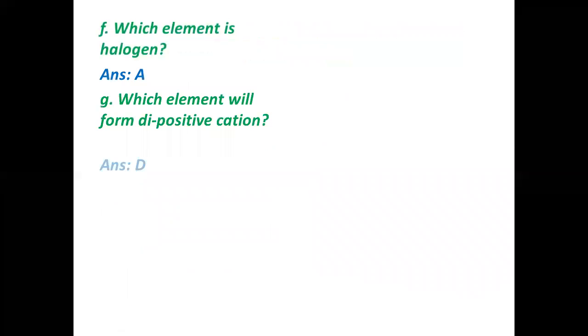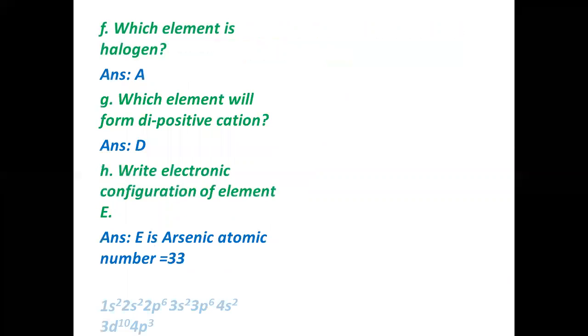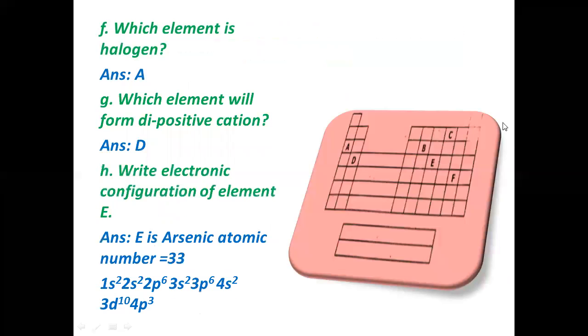Which element is halogen? Group 7A elements are called halogens. So F is present in group number 7, so F is the halogen. This is not A; A is an alkali metal. This is F. F is called halogen.